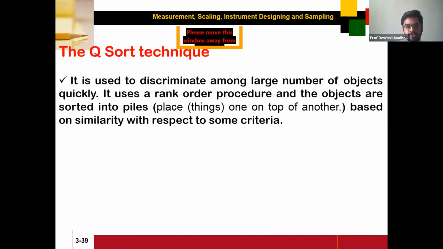Next is the Q-sort technique, widely used in some topics of social research, but it is very difficult to analyze. Most researchers do not use it, I don't know why, though it has a good plethora of characteristics. It is used to discriminate among a large number of objects quickly. It uses a rank order procedure, and the objects are sorted into piles, placing things on top of one another based on similarity with respect to some criteria. Okay, so let's see the example.